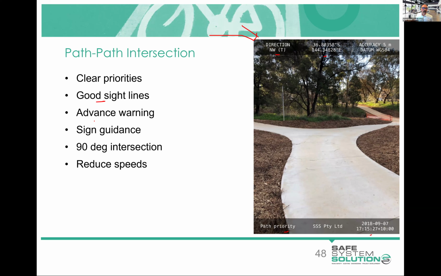We want to find good sight lines, warn of intersections, and sign to help with that directionally. Ideally intersections are at 90 degrees, so there's the ability to see quite easily, and we have to reduce speed sometimes to manage it. So fairly normal intersection principles really, and we see it in shared paths.